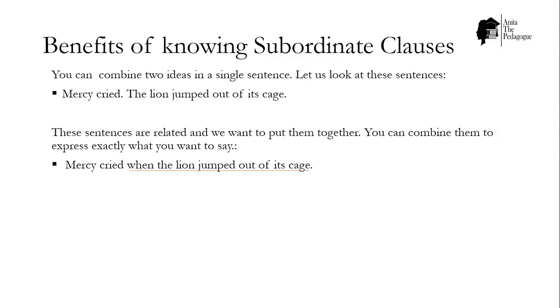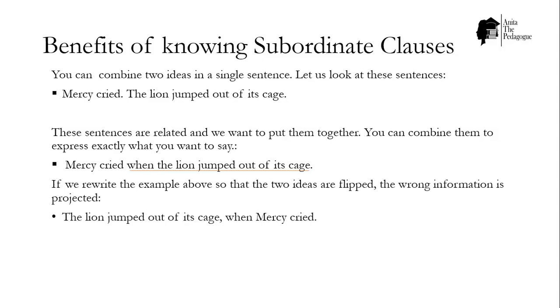So you're using whatever you learned from subordinate clauses to help you to join these sentences. Again, if we rewrite the example above so that the two ideas are flipped, the wrong information is projected. Let's look at it. The lion jumped out of its cage when Mercy cried. So here, having flipped it, we have "when Mercy cried" being our subordinate clause. But is that the meaning you want to express?